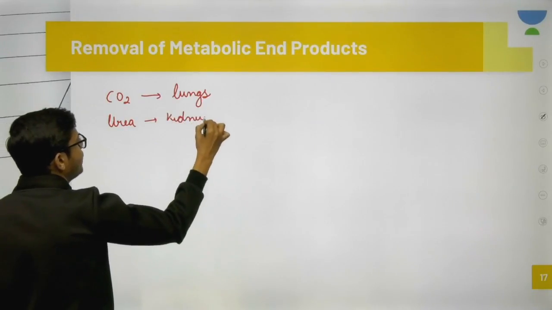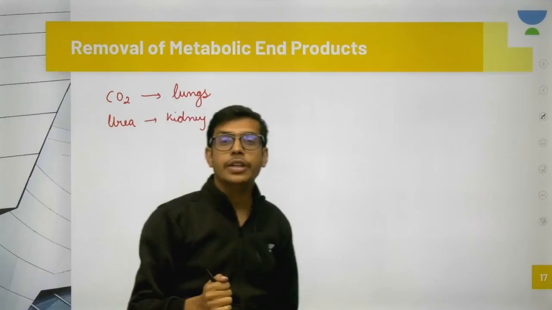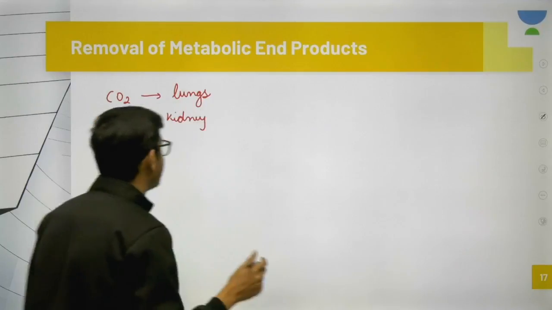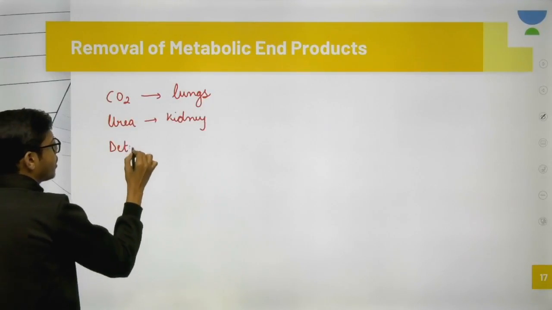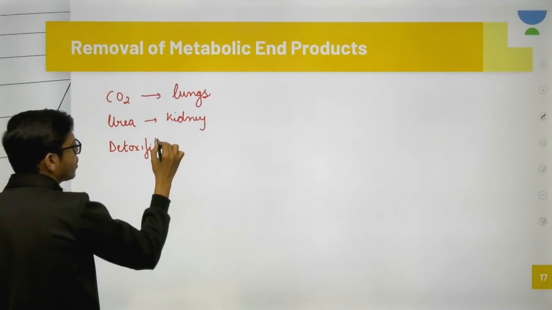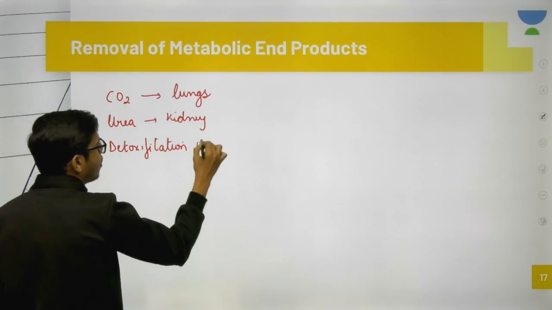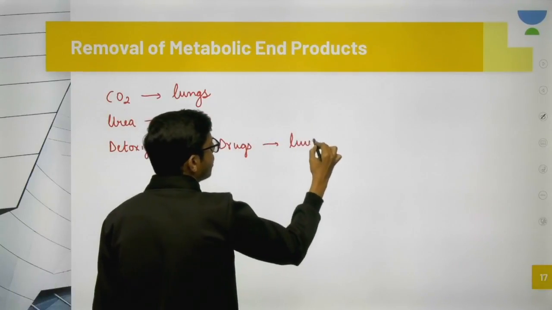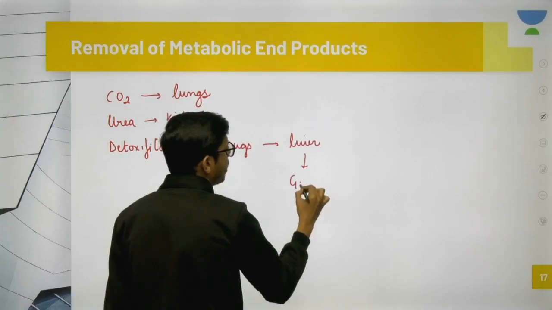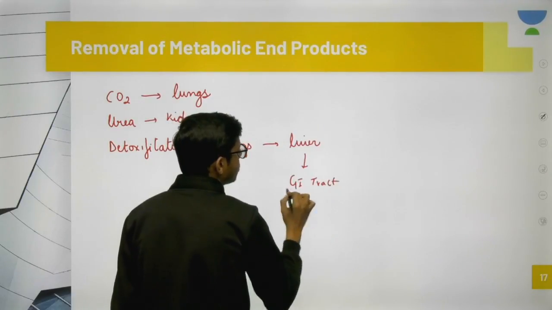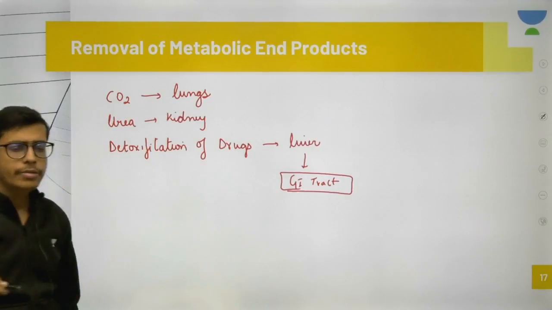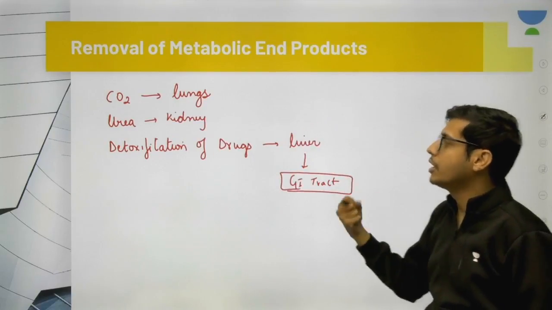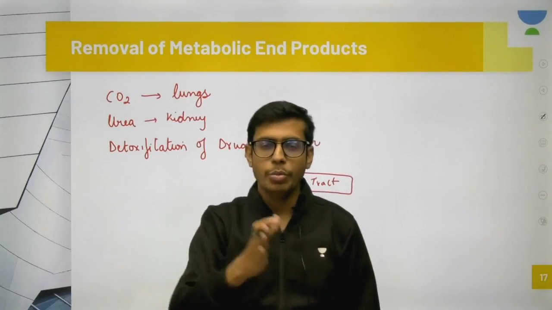Urea. Urea would be removed from the kidney. And we have heard of cytochrome P450, you remember, right? It helps in detoxification of drugs. It is present in the liver. So again, detoxification of drugs occurs in the liver, and it is again taken out by my GI tract through the fecal route. So these are the removal of metabolic waste that take part in my body to maintain homeostasis.